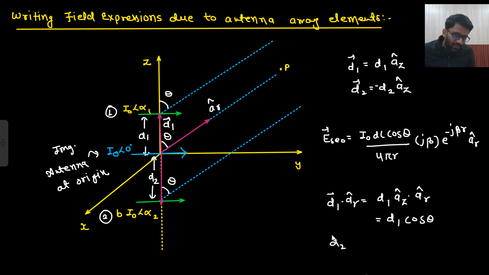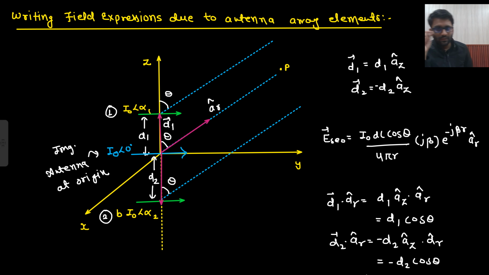And if you write down d2 dot a_r cap, so what is your d2? d2 is d2 minus a_z cap dot a_r cap. So what will be the answer? Minus d2 cos theta. But in the examination I will prefer geometry, because I can see this d1 vector here, I can see this a_r vector here. What is the angle between both of them? Cos theta. So I can directly write down d1 dot a_r, that is d1 cos theta.